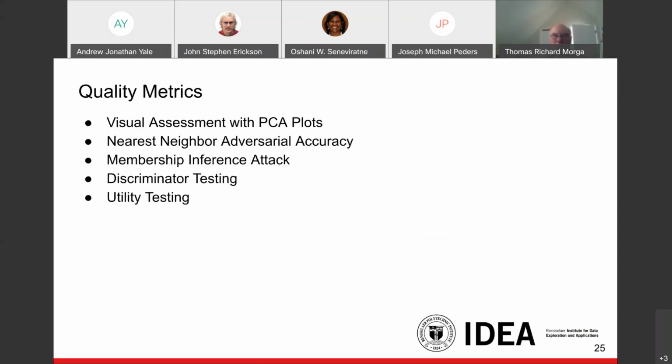So in terms of quality metrics, we went through a couple of different metrics. We have the visual assessment with the PCA plots, which I showed you earlier, and we'll go through those again. Then we have a novel metric, the nearest neighbor adversarial accuracy. And then we also test with membership inference attacks, discriminator testing, and utility testing.